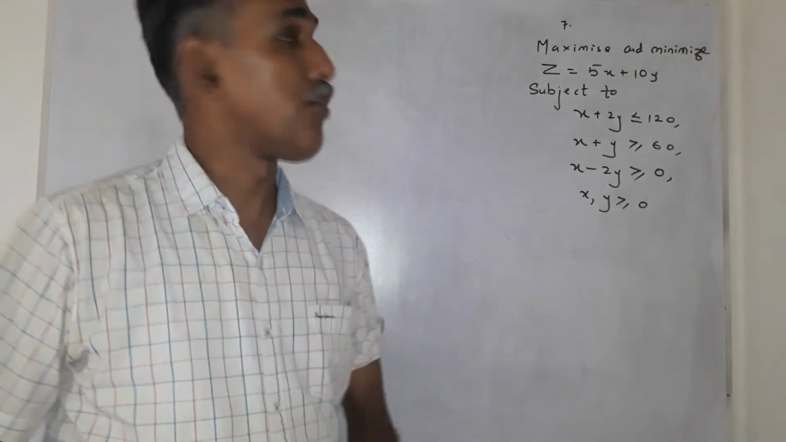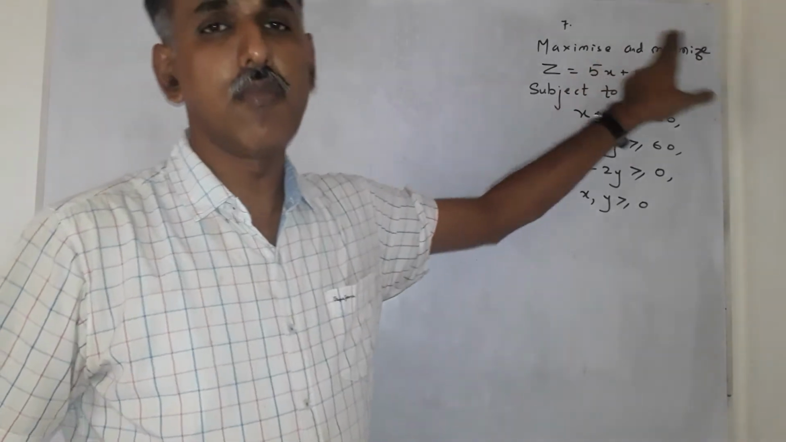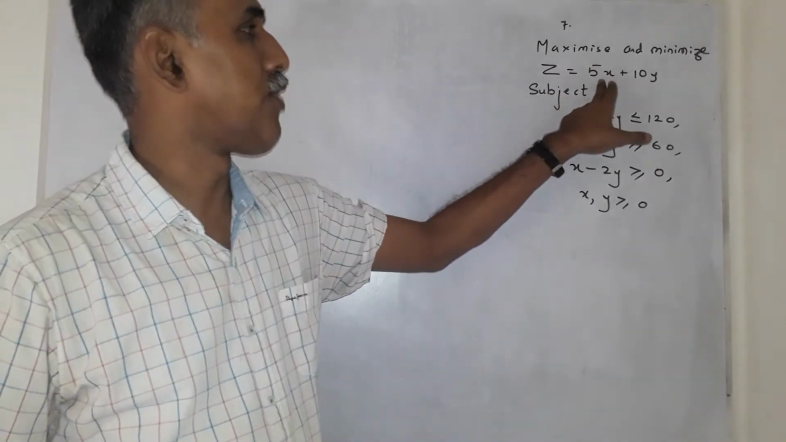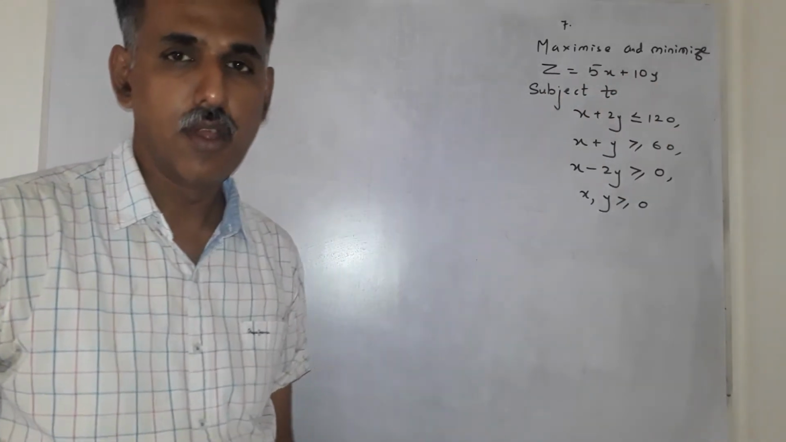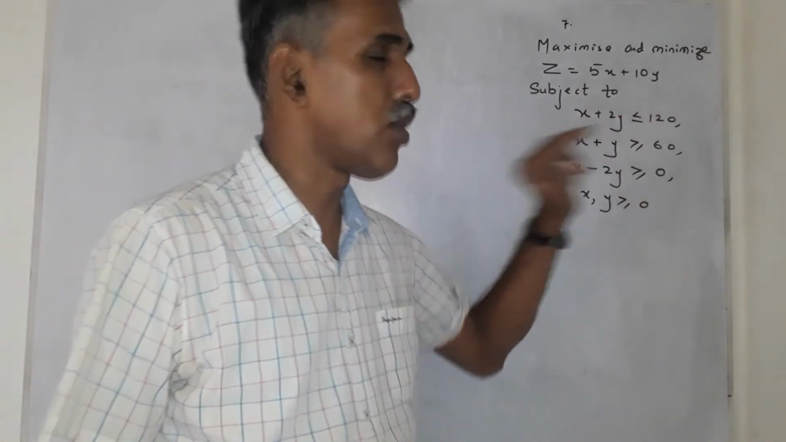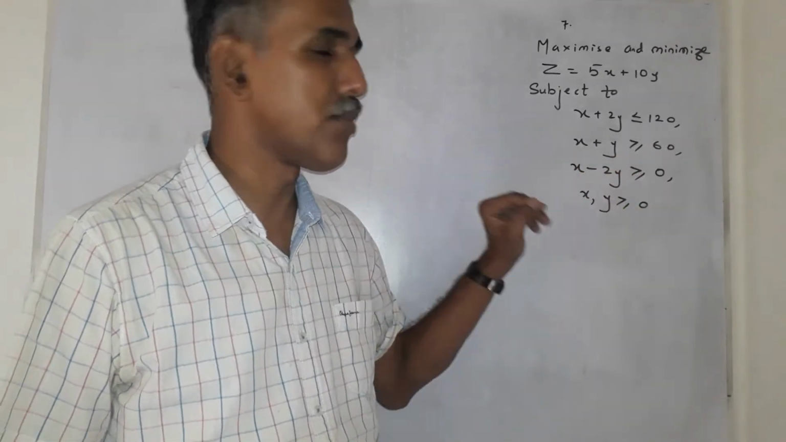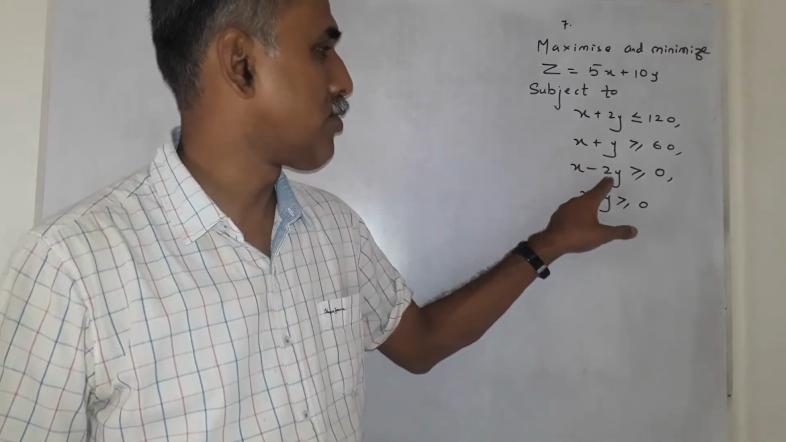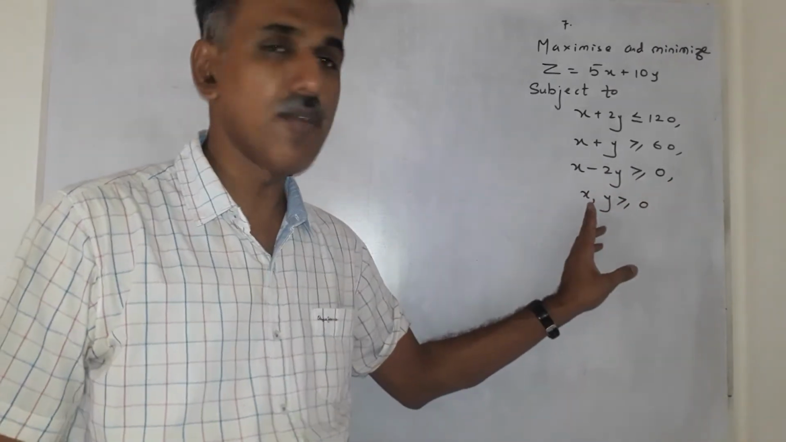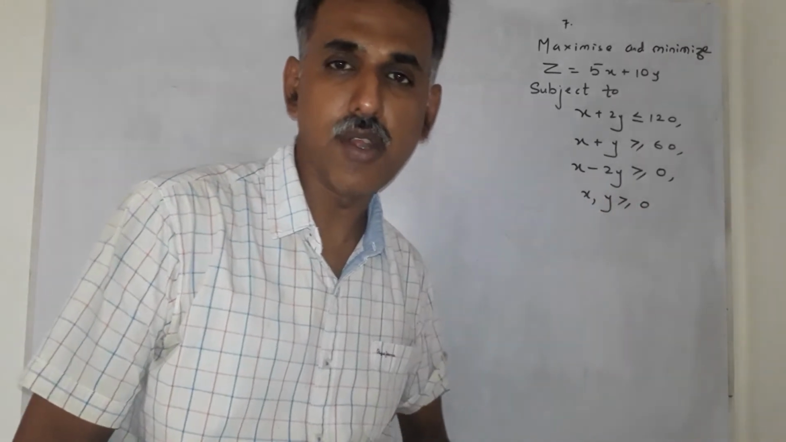Now let us solve question number 7. Maximize and minimize the objective function z is equal to 5x plus 10y subject to the constraints x plus 2y less than equal to 120, x plus y greater than equal to 60, x minus 2y greater than equal to 0, and the non-negative conditions x greater than equal to 0, y greater than equal to 0.